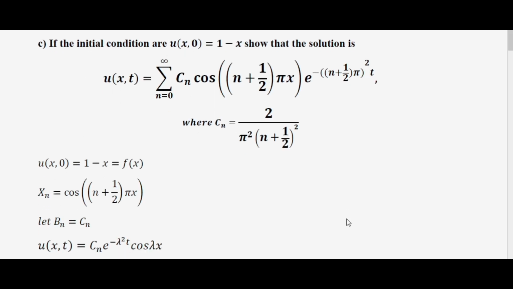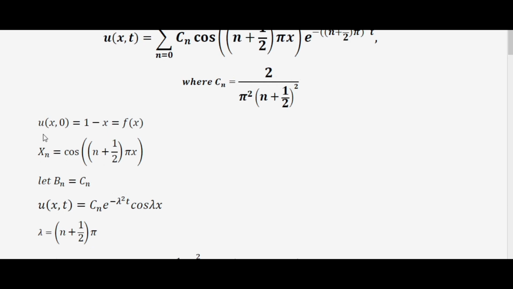For question C, the question asks us to show that the solution u(x,t) is equal to the summation of n equal to 0 to infinity of cn cos((n + 1/2)πx) e^(-(n + 1/2)²π²t), where cn is 2/(π²(n + 1/2)²), when the initial condition is u(x,0) equal to 1 over 1 minus x. So that will be our function.